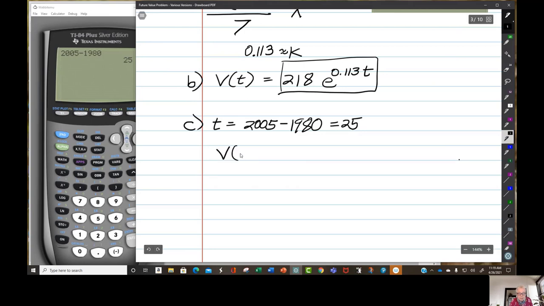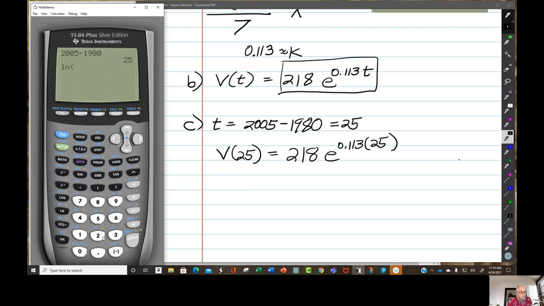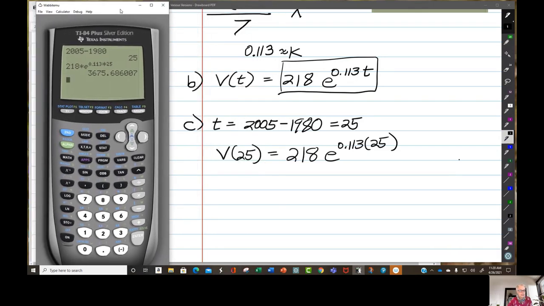So V of 25, that is the value in 25 years, equals 218 e to the 0.113 times 25. And we just put that directly in the calculator, no LNs needed. 218 times second LN 0.113 times 25. Enter. And I get that, which matches theirs. Okay, basically.